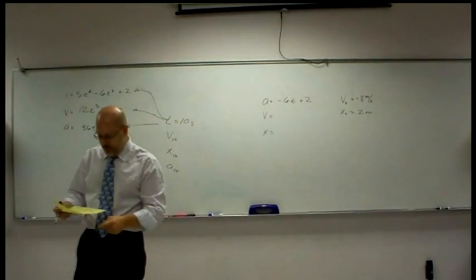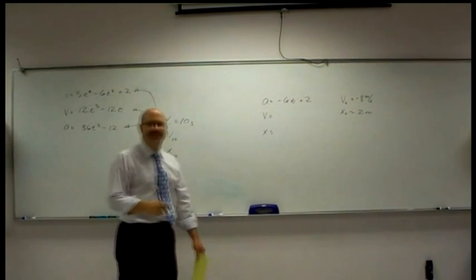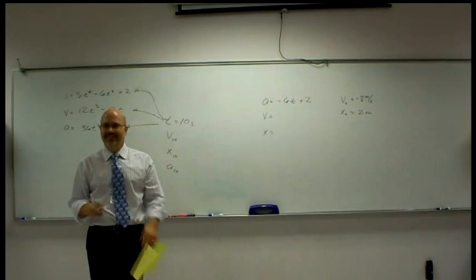Negative 3t squared plus 2t, minus 8. Right? You write it down.